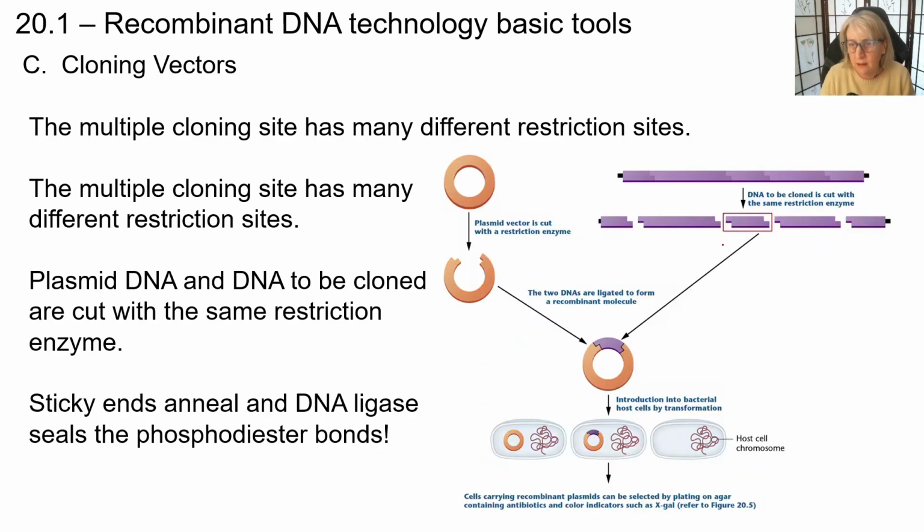I cut it. This is my DNA that I'm interested in inserting. I allow it to anneal and then seal it together. I introduce my plasmid into the bacteria by either heat shock or electroporation, and now that bacteria is going to make this gene if it's complete.